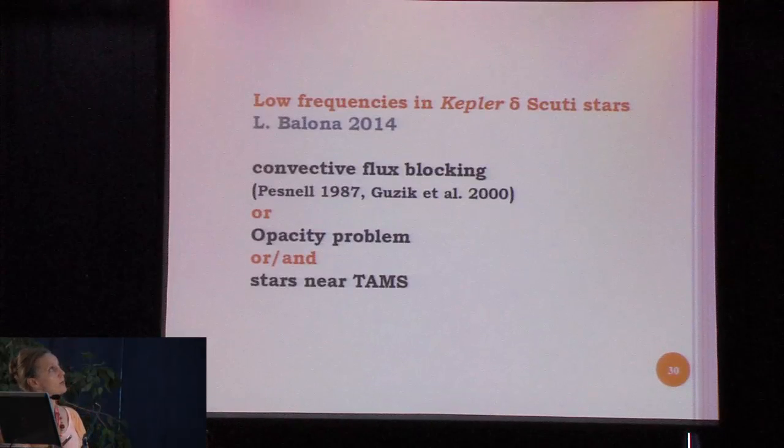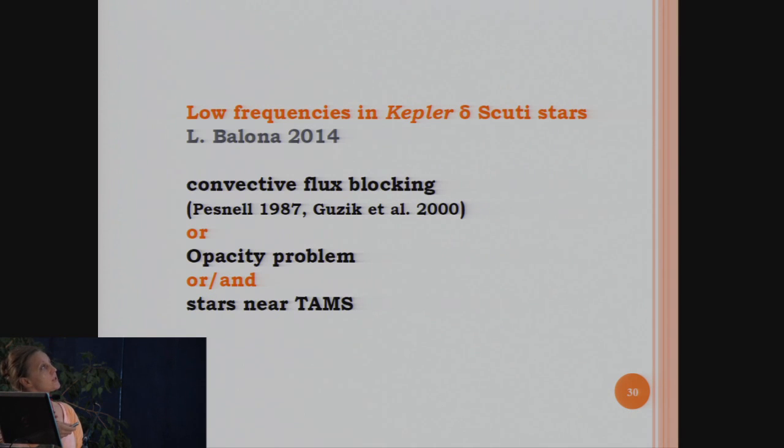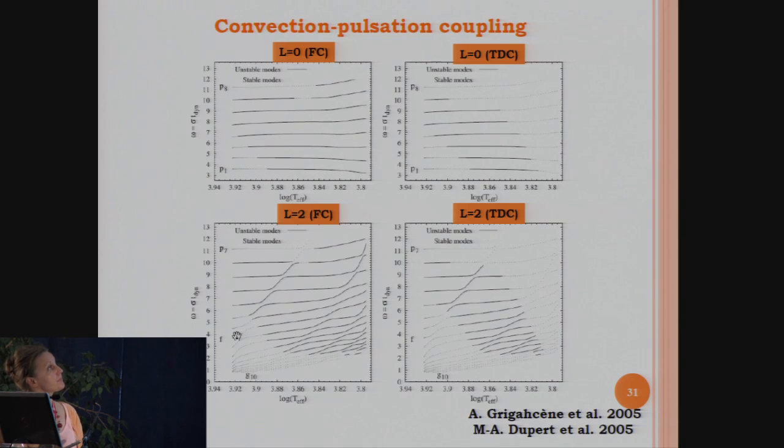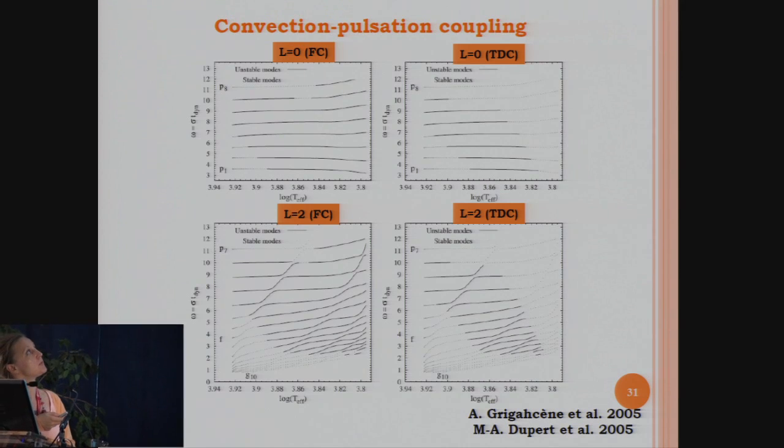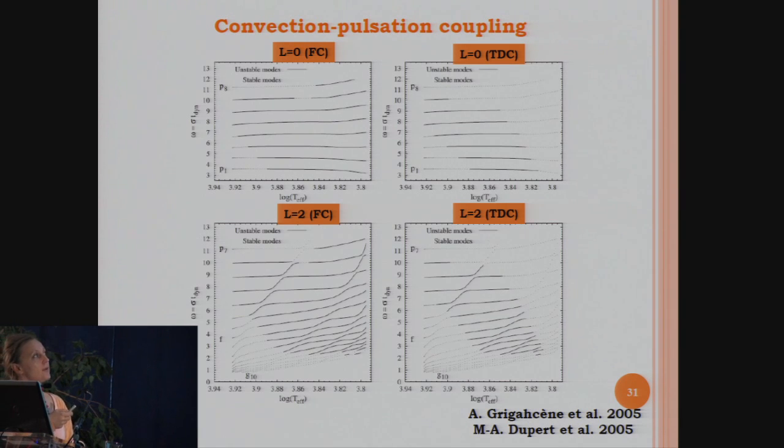As for low frequencies in Kepler delta Scuti stars, which were recently studied by Luis Ballona, maybe this is convective flux blocking, like Luis suggested, but maybe there is still some problem with opacity, or the stars are near the terminal H-band sequence. And as for delta Scuti stars, we cannot forget about the convection pulsation coupling, because sometimes convection is so effective that this frozen approximation for the convective flux is not valid.